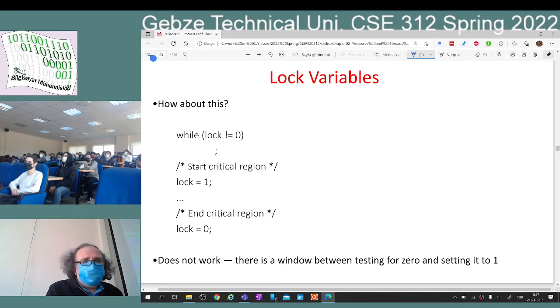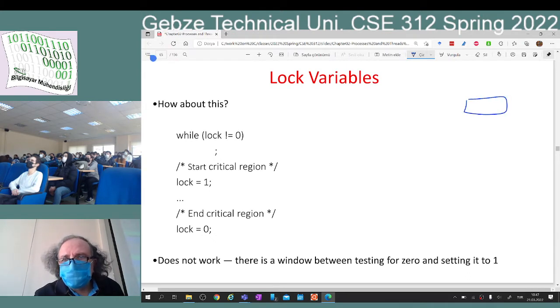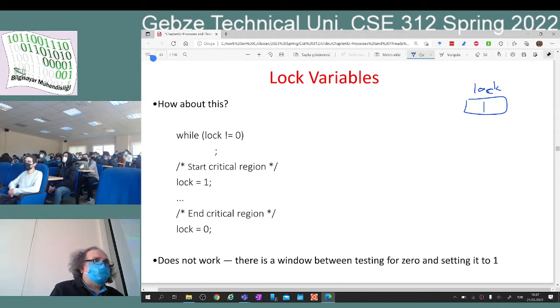I will use a variable named lock, and it's a global variable. I use this global variable to see if anybody is in the critical region. If somebody is in the critical region, then this lock will be, let's say, 1. So if I see that lock is 1, I will not enter the critical region.